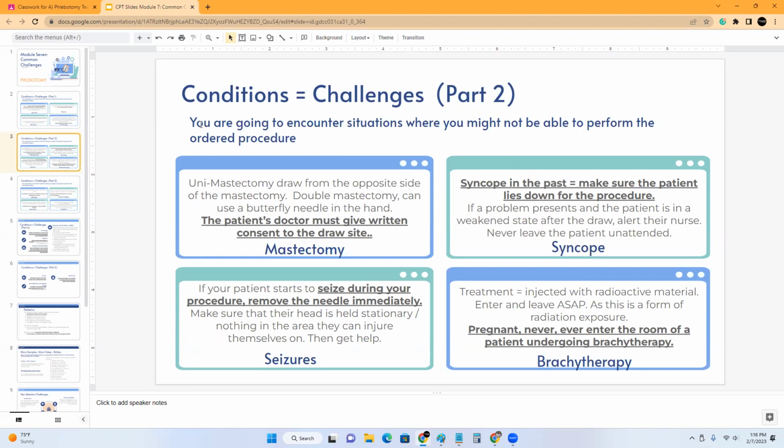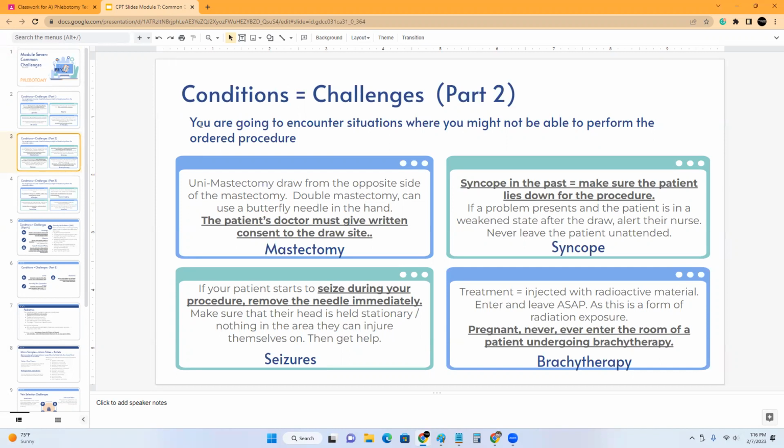Seizures. So some patients may start to have a seizure during the procedure for various different reasons. They may just have a seizure condition. You would want to take the needle out immediately, hold their head stationary, or put it on something soft and roll them on their side.